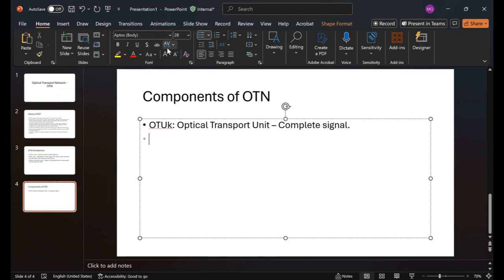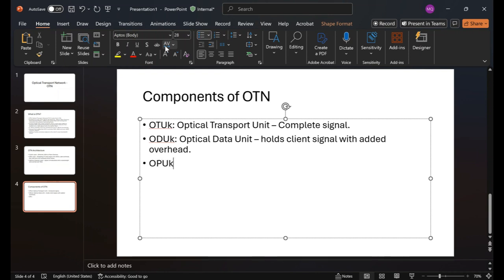Number 2, ODUk, Optical Data Unit. This holds the client signal with added overhead. Number 3, OPUk, Optical Payload Unit, where the actual client data sits.